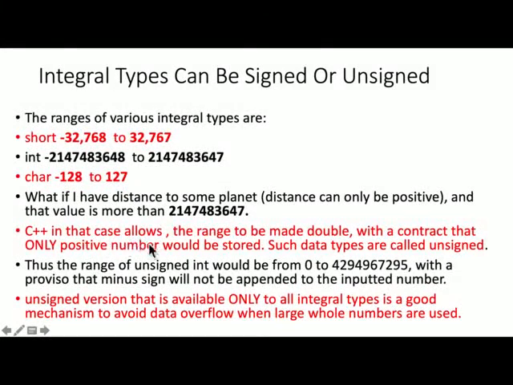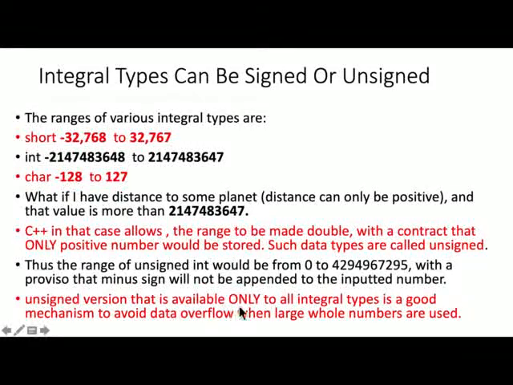Well, C++ in that case allows the range to be made double with a contract that only positive numbers would be stored. When you make a contract with the computer that you are not going to enter negative numbers, and an integral data type is used, such data types are called unsigned. So the range of unsigned int would be from 0 to 4.29 billion, with the proviso that a minus sign will not be appended to the input number. Such numbers are called unsigned because they ignore the sign.